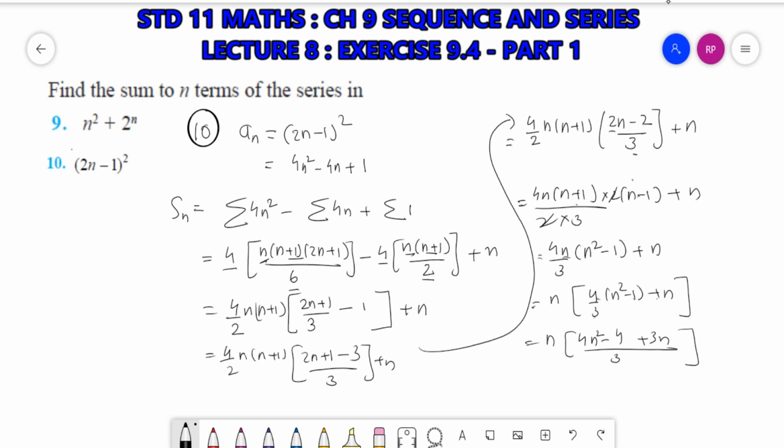So sorry, here we are making a mistake. We have taken n common, so it will be 1. So it will be not 3, it will be 3. So this is n, 4 I can take common. Or else let's write n by 3, 4n square minus 1. So a square minus b square. So this implies Sn will be equal to n by 3, 2n plus 1, 2n minus 1. Okay, so this is the answer of question number 10. So just note it down.